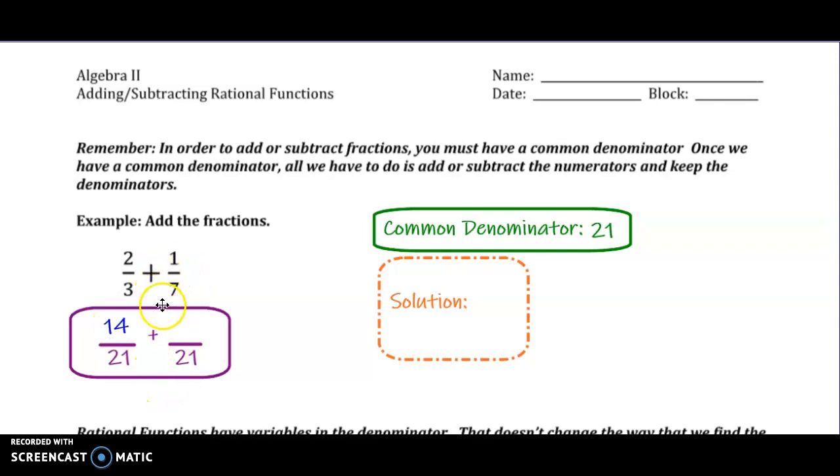What makes the denominator 7 turn into 21? I would multiply by 3. So I multiply the numerator by 3 as well, and I get 3. The final step would be to add the numerators, but keep the denominator of 21. So 14 plus 3 would give me 17 over my common denominator, which is 21. At that point, you would reduce if possible. In this case, 17 over 21 does not reduce, so that is your final solution.